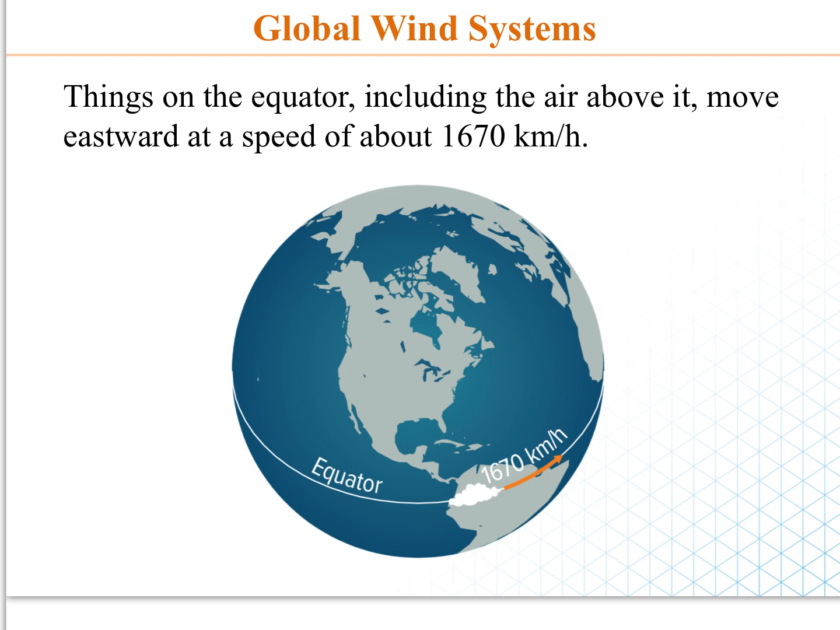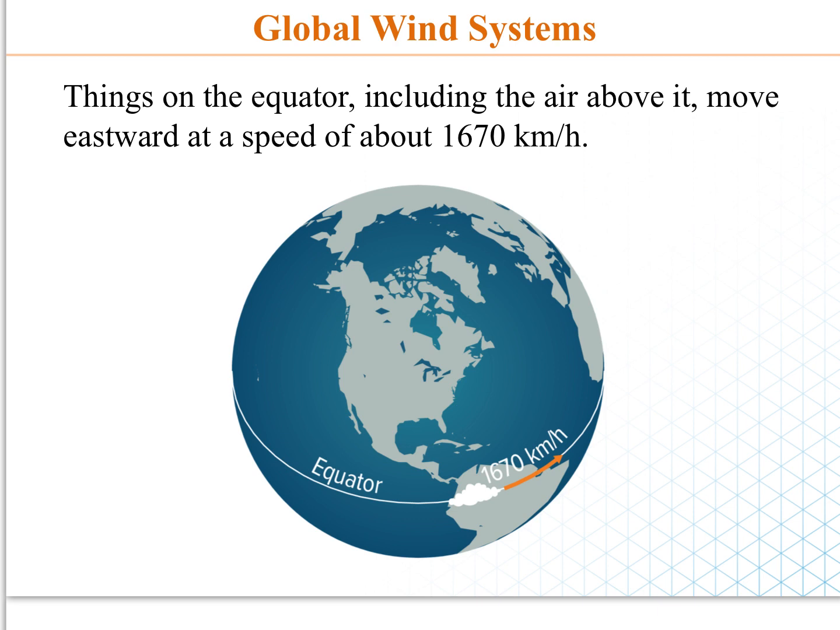But along the equator, you have to cover 1,670 kilometers each hour in order to complete the over 40,000 kilometers of the circumference of the equator. So therefore, you have more distance to cover. You're going to have to move faster.